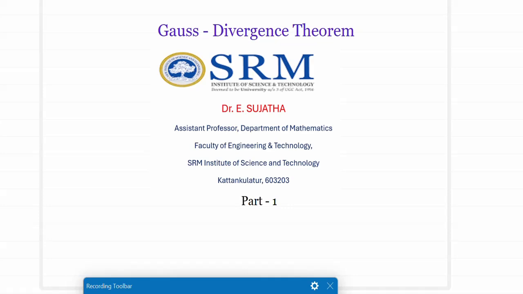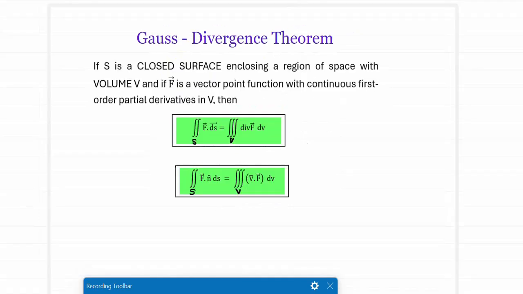In this video, we will see about the statement of Gauss Divergence Theorem and then we will try to apply it to a problem and see how we can verify Gauss Divergence Theorem for the given surface. Let's move on into the statement.